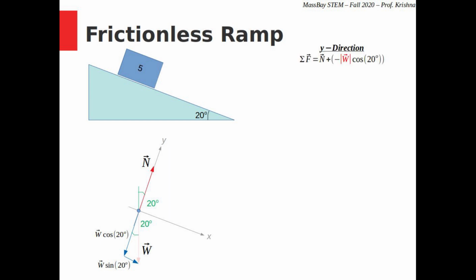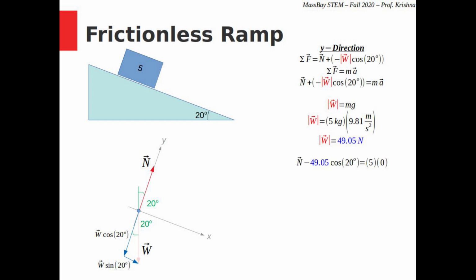We next find the forces in each direction. We set this equal to ma. The weight is unknown, but it's easily found, 49.05 newtons. Now, the block isn't moving in the y direction. It isn't collapsing into the ramp, nor is it levitating off the ramp. Therefore, its acceleration in y is 0. We can put all this information back into the force balance to find the unknown normal force, 46.09 j hat newtons.